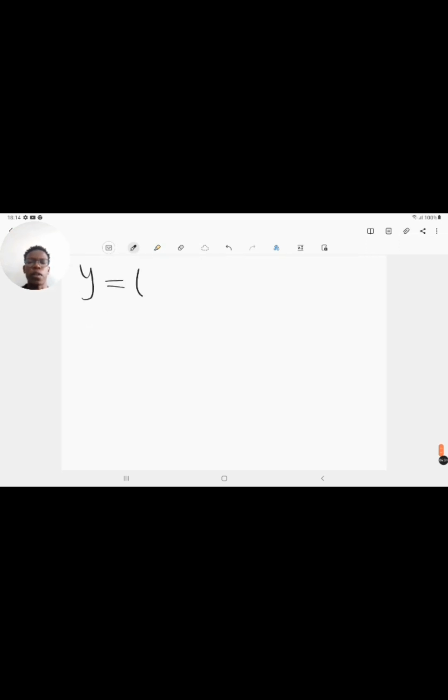We've got y = 2(x - 2)(x + 3). How do we sketch that? Well, remember, step number 1 is to find your x and y intercept. Let's start with your y-intercept.